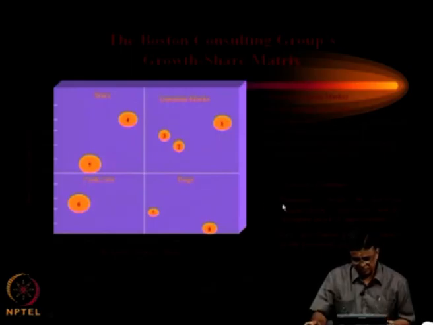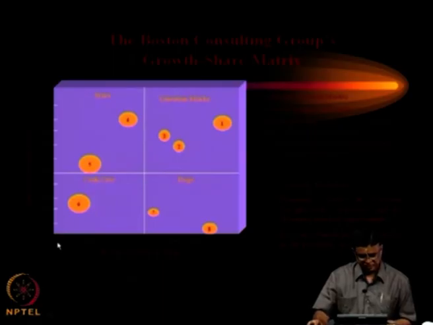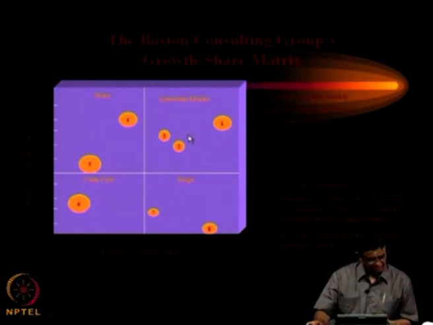Now, what does it tell you? If you see, there are 4 quadrants in this graph. It is a 2 by 2 matrix, as you can see. The first quadrant is referred to as question marks, the second quadrant is referred to as stars, the third cash cows, the fourth dogs.